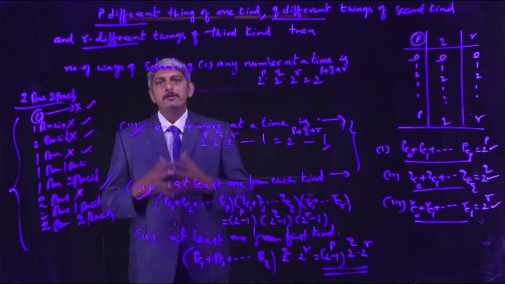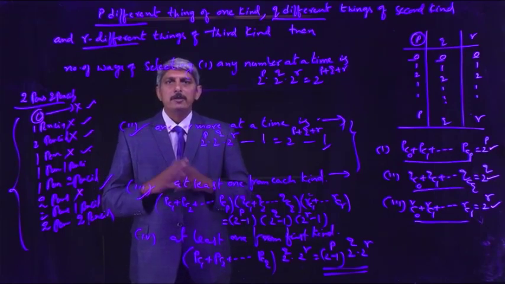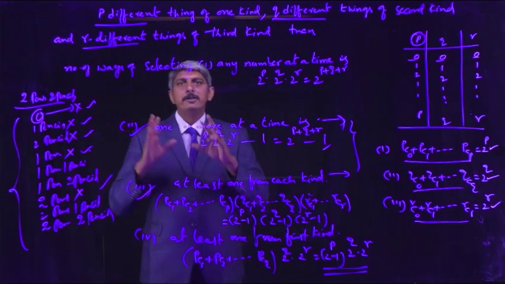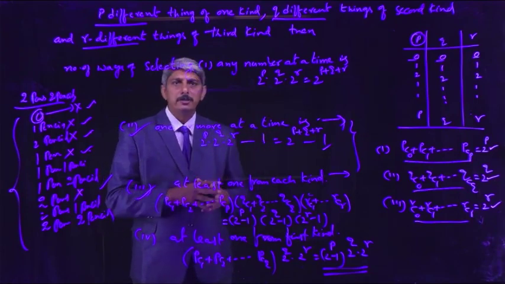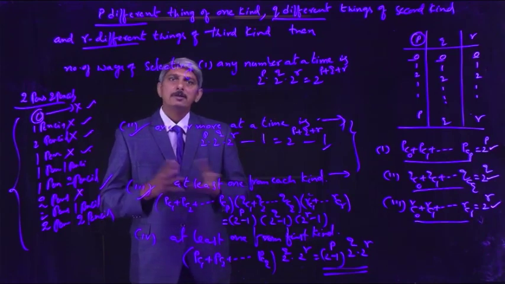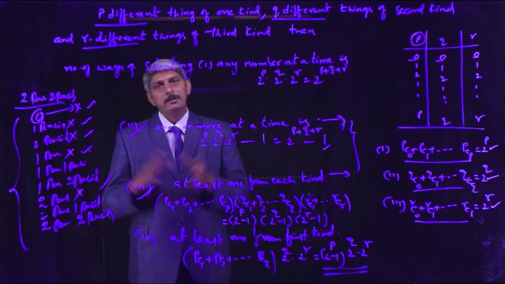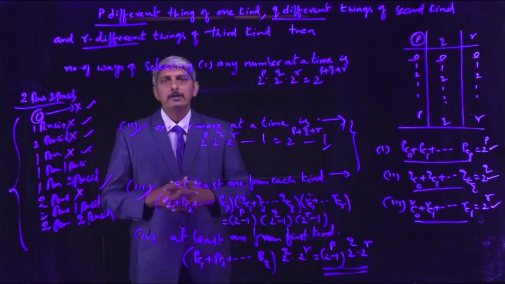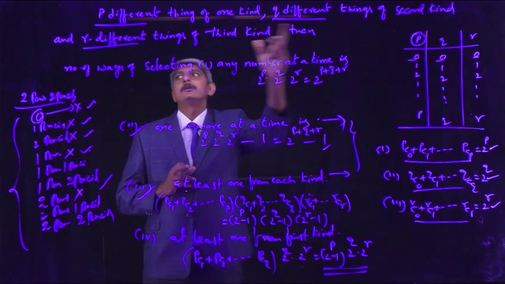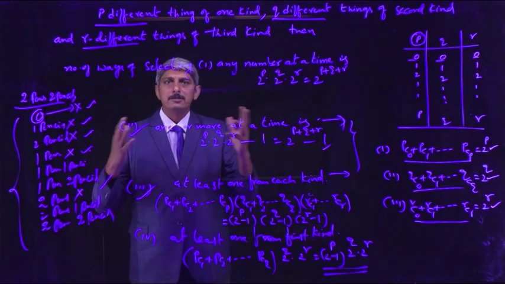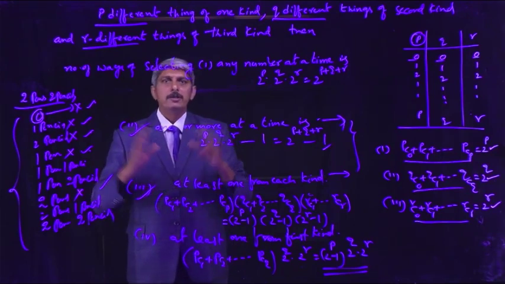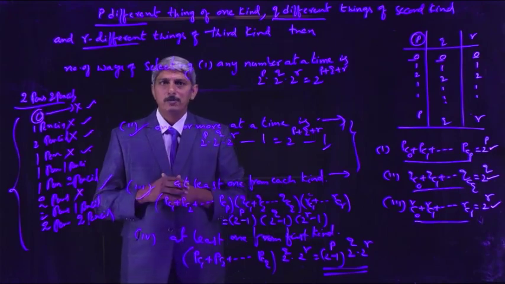So once again, remember: whatever the given things are, whether they are distinct things or like things, when distinct things are given, we apply the distinct things formula. When like things are given, we apply the like things formula. In some cases both distinct things and like things are included. Suppose here P different things of one kind, Q like things of the second kind, and R different things of the third kind. In that case also, carefully apply these two cases while solving the problems.